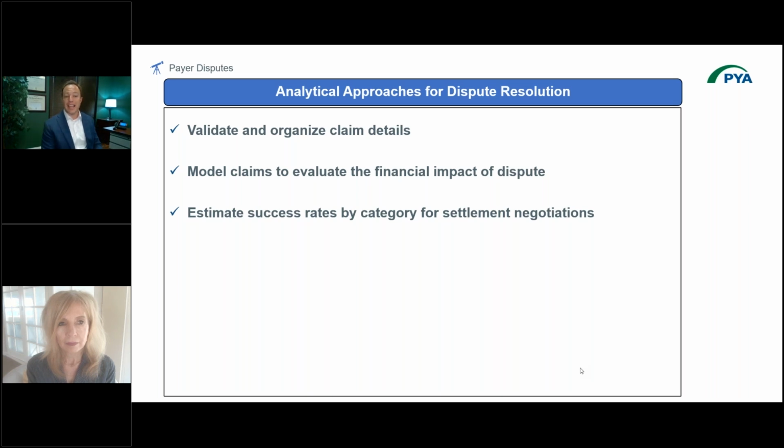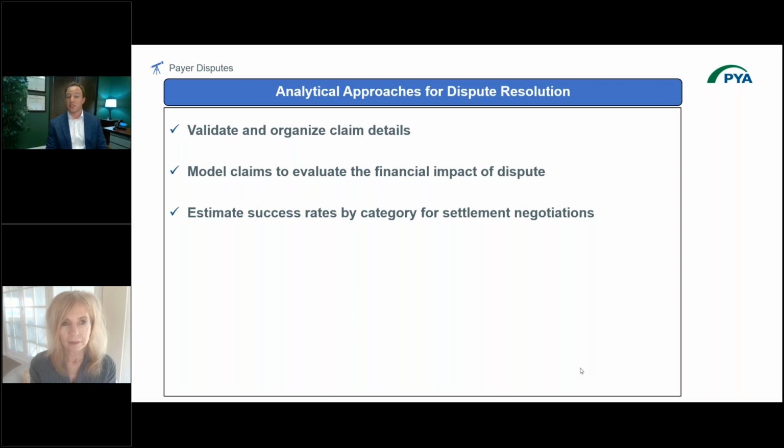Next, I'm going to discuss analytical approaches for dispute resolution. There's a massive amount of data, as I mentioned on the previous slide, in preparing for dispute resolution. I'm going to share some of the approaches that we've implemented and suggest our clients implement to appropriately dispute claims. So it starts with validating and organizing the claim details. It's a pretty big undertaking, especially when you look at the breadth of time. If you're going back 3, 4, 5, maybe 7 years of claims that you're disputing based on the dispute in question, it's important to pull all of the details and validate that the details are appropriate.